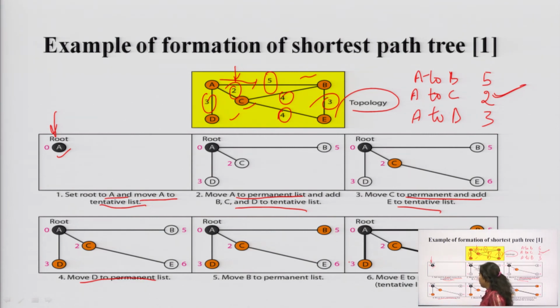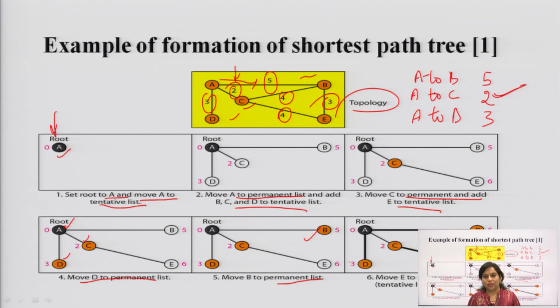So, this is how we have to enter this one. Till now A, C and D, this one and this one, these are entered into the permanent list. Now, next one, fifth move is move B to the permanent list, and the data is how it has been entered, like this one. B has to be moved to the permanent list. And lastly, E has to be entered into the permanent list. So, this is how the particular table has been maintained.